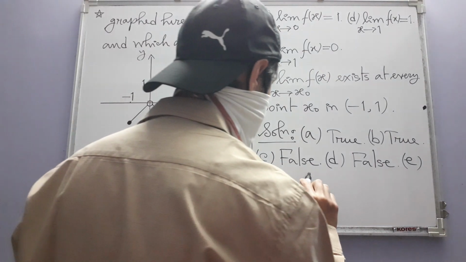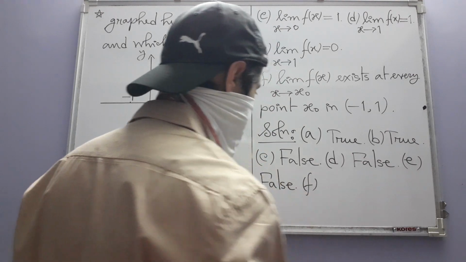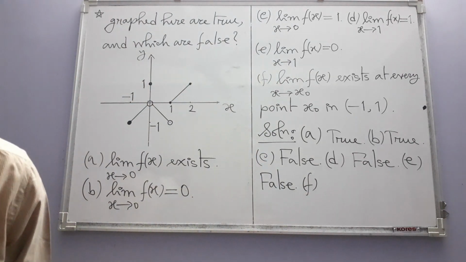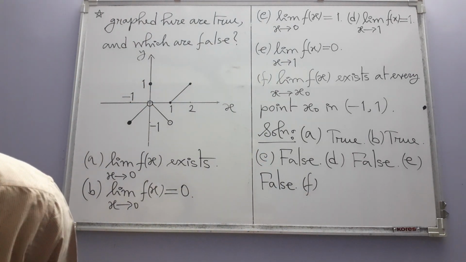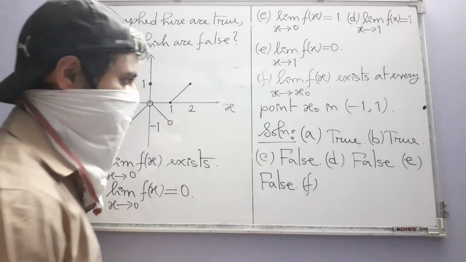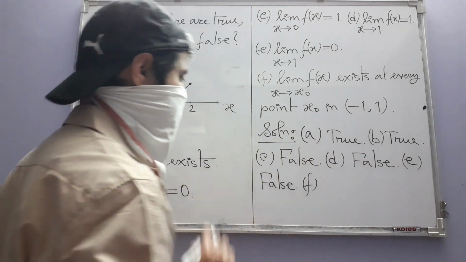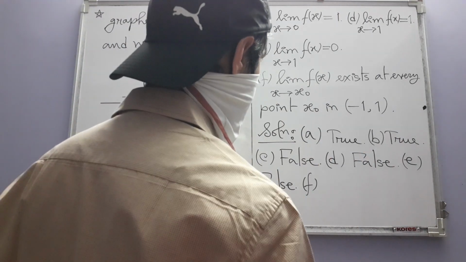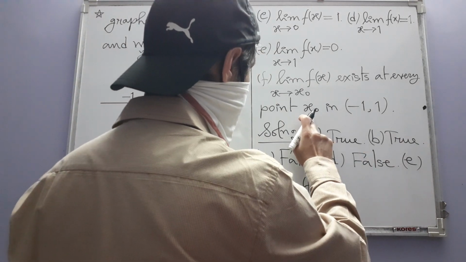Then part F. I hope I have not messed up this. Yeah, there are 6 of them, right? 1, 2, 3, 4, 5, 6. Yes. Now this one is a little general.